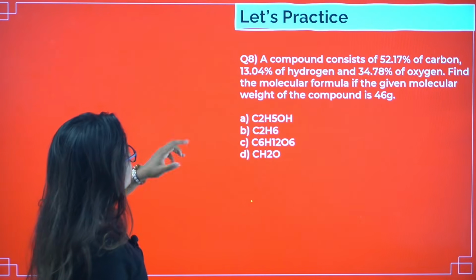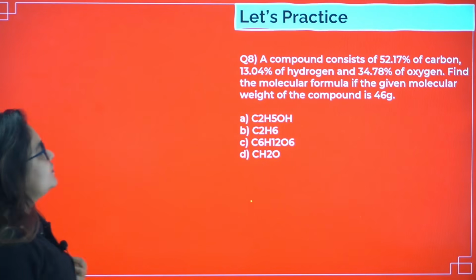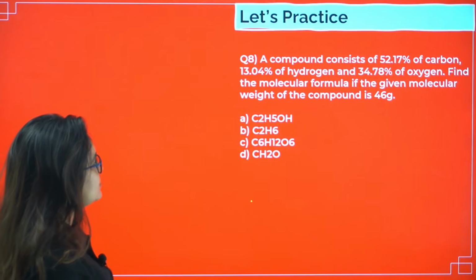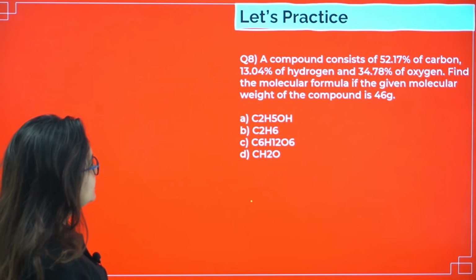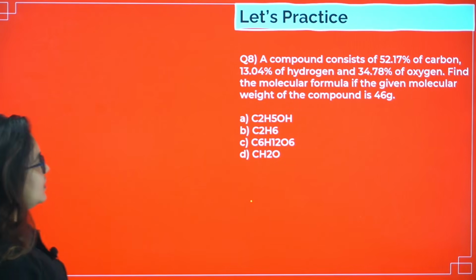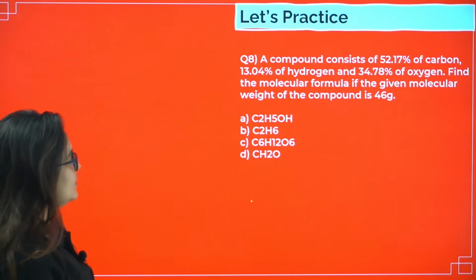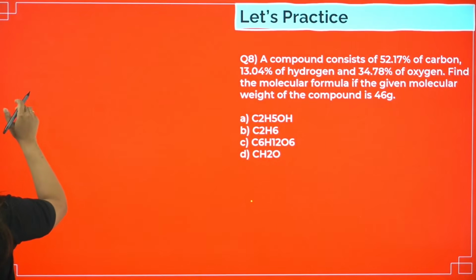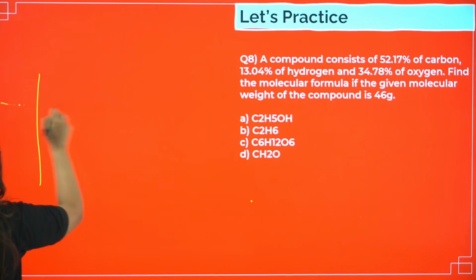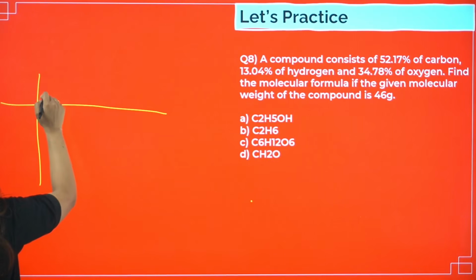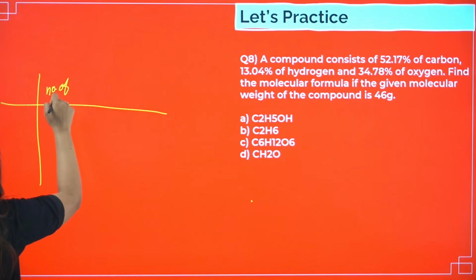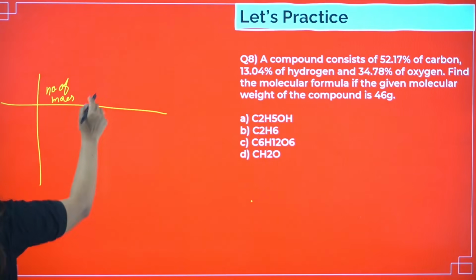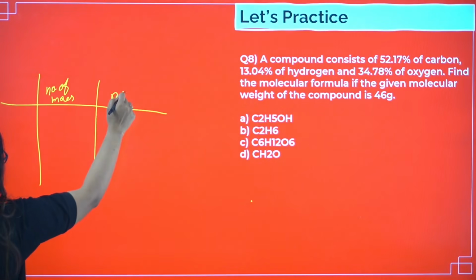Let's proceed further. A compound consists of 52.17% carbon, 13.04% hydrogen and 34.78% oxygen. Find the molecular formula of the compound given the molecular weight. The molecular weight is given as 46 gram. Let's do it. So we will make a table. Here we will write the elements, here we will write the number of moles, and once we get the number of moles, then we will find out the ratio.